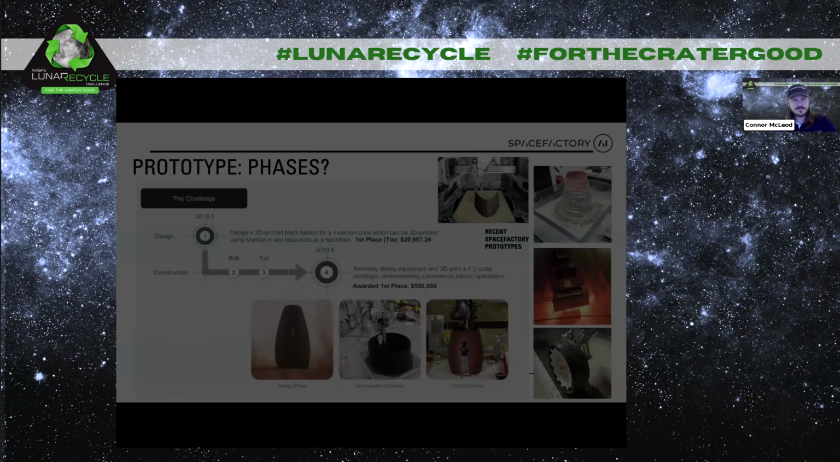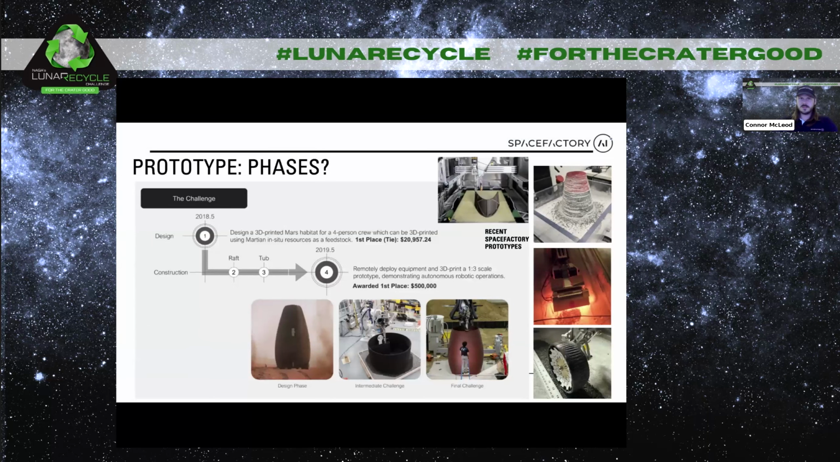Next slide, please. So, the prototype and essentially the phases Space Factory went through. The challenge of designing: at first it was to design a 3D printed Mars habitat for a 4-person crew, which can be 3D printed using Martian in situ resources as a feedstock. Space Factory completed that in the design phase, as you can see right there. We then transitioned into the construction phase, which started with a raft and then a tub, and finally the rapid deployment, where we 3D printed the 1/3 scale prototype demonstrating autonomous robotic operations, which was awarded first place. Next slide, please.